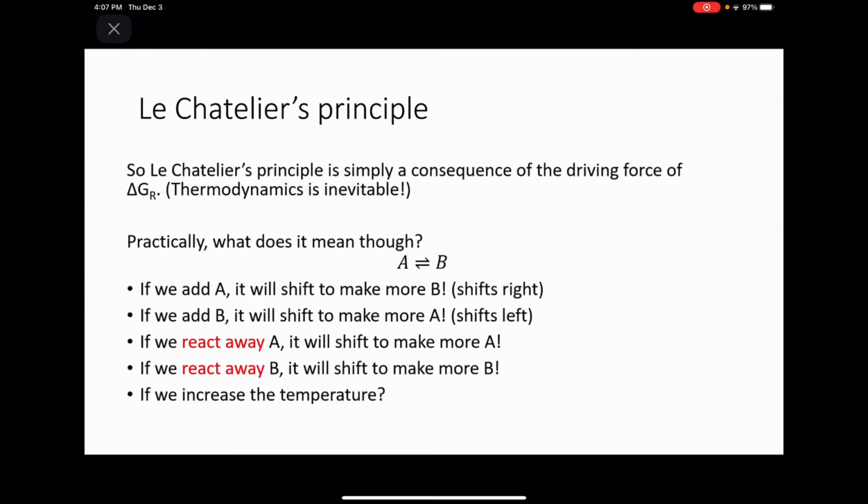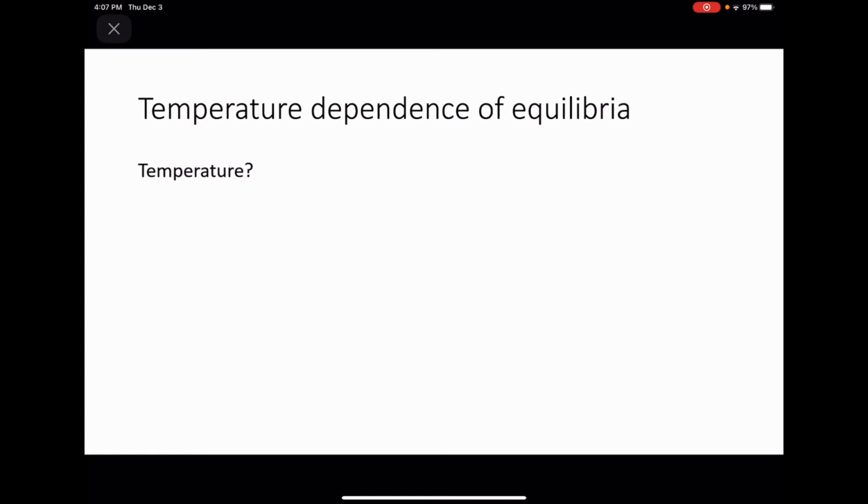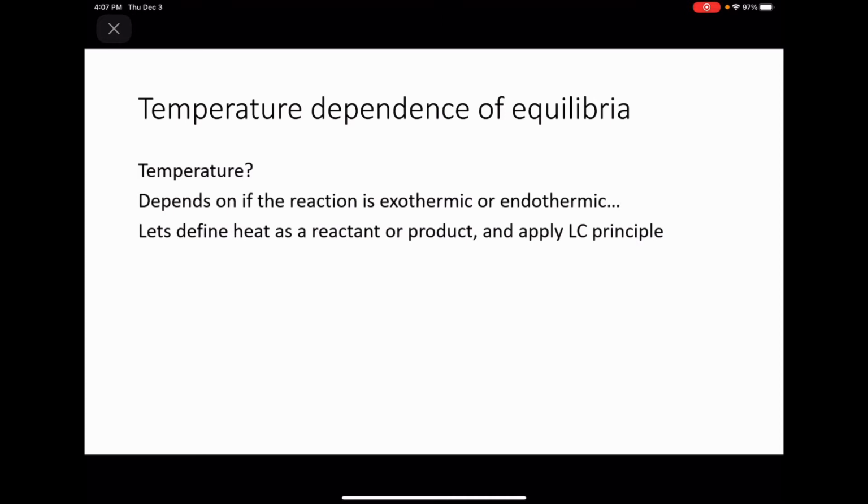So what happens if we increase temperature? Let's look at the temperature dependence of equilibria. If we increase temperature, what happens depends on whether the reaction is exothermic or endothermic. That's when we're talking about delta H less than 0 for exothermic, delta H greater than 0 for endothermic processes, which you learned last semester. And we're going to define the heat that you either get out or put in as a reactant or product and apply the same Le Chatelier's principle.